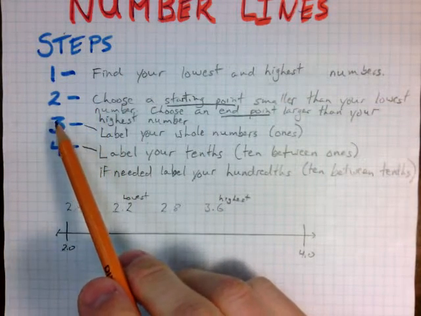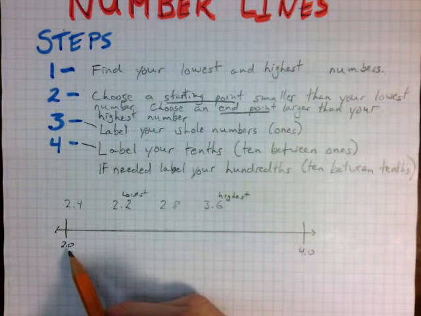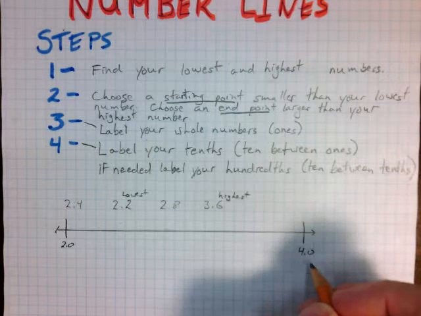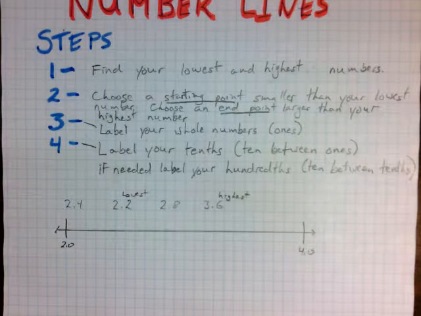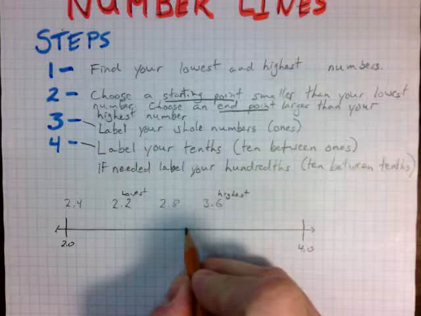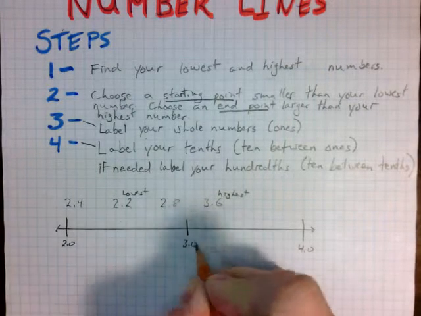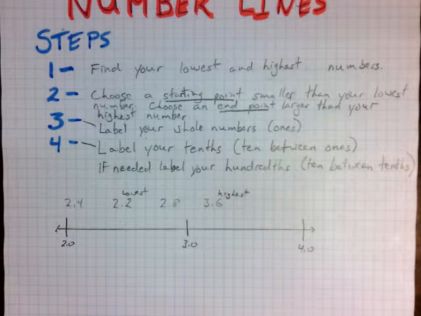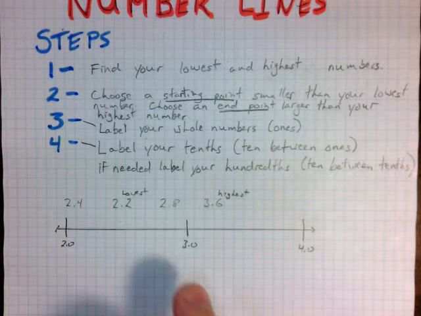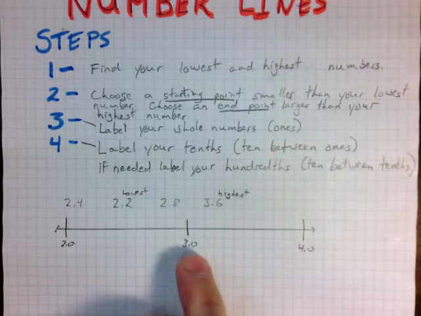Next, step 3, label your whole numbers, your ones. So I'm starting with a whole number, 2, and I'm ending with another whole number, 4. Are there any whole numbers between 2 and 4? There's only one, and it's 3. So number 3 needs to go right in the middle, right there. Doesn't need to be exactly, we're not measuring anything here, so as long as it looks fairly accurately like it's in the middle, that's fine.